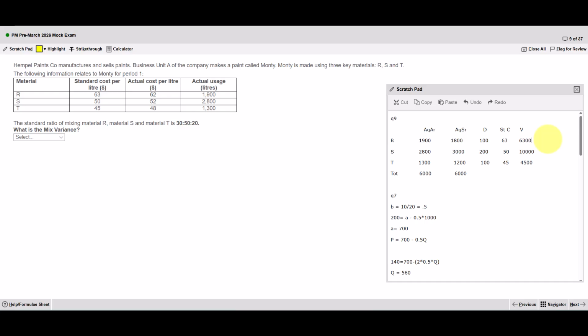Now I prefer to not do my adverse and favourable until I get to this point. And here, because our actual used more than our standard, that would be an adverse because we're talking about a usage. Here our actual used less than our standard, so that would be favourable. And here our actual used more, so that would be adverse. So I can see it's an adverse variance. I've got 10,800 adverse, 10,000 favourable, so that leads to 800 adverse.